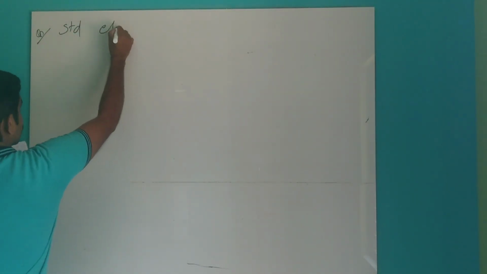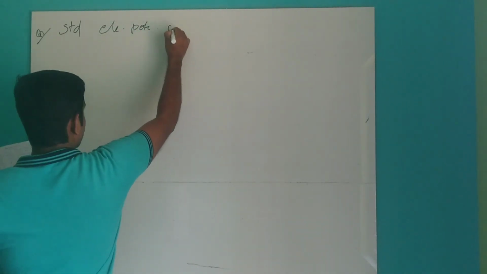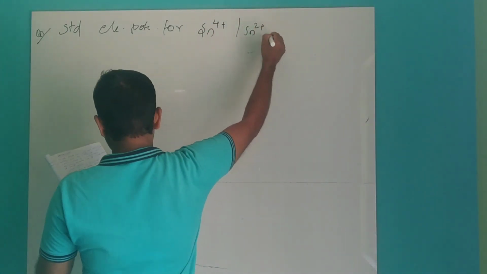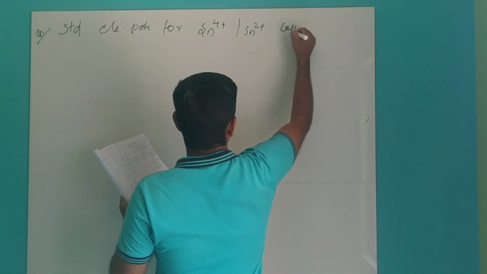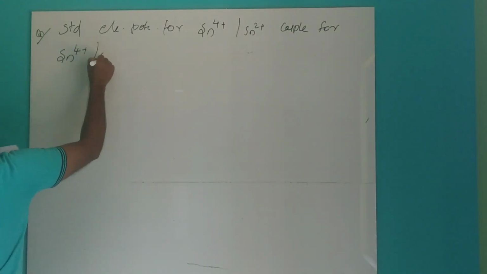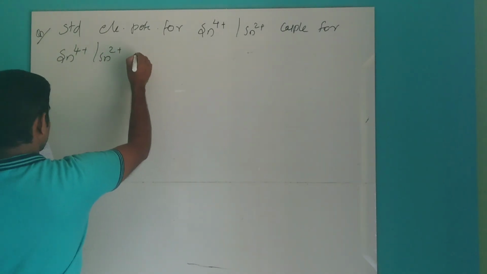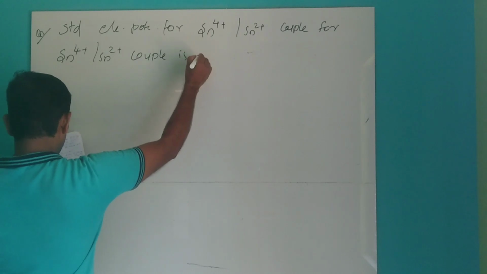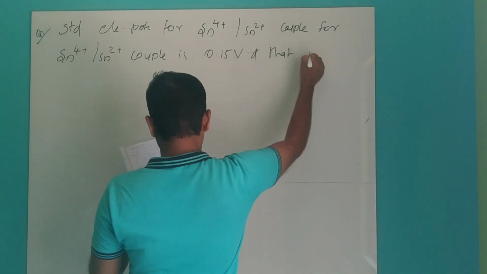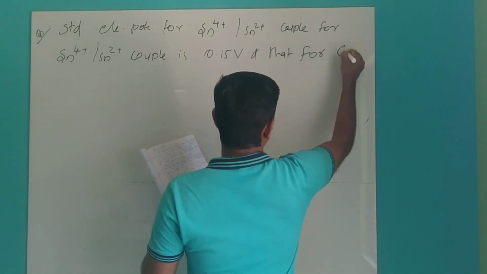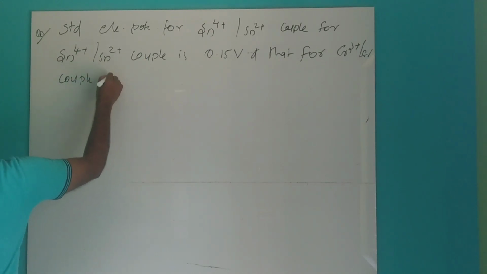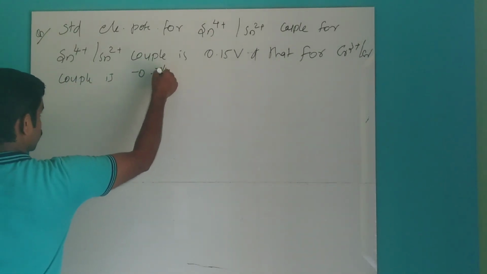Standard electrode potential for the Sn4+ to Sn2+ couple is 0.15 volt, and that for the Cr3+ to Cr couple is minus 0.74 volt.